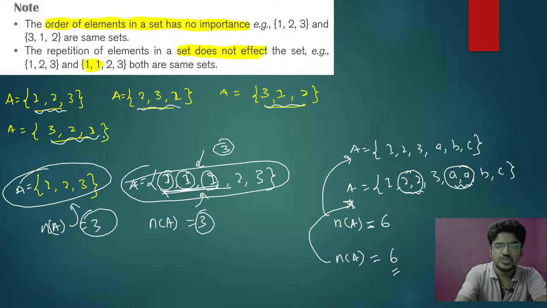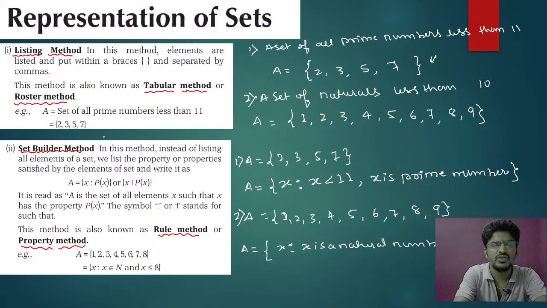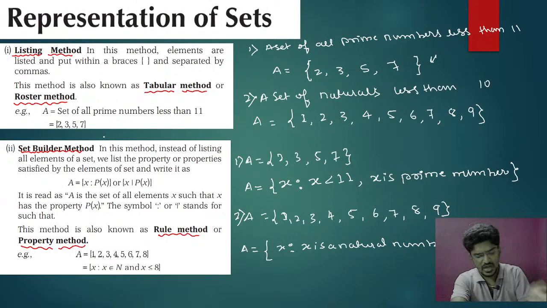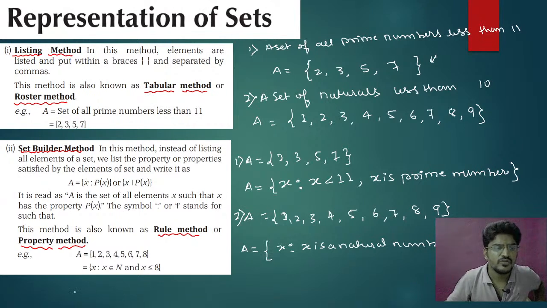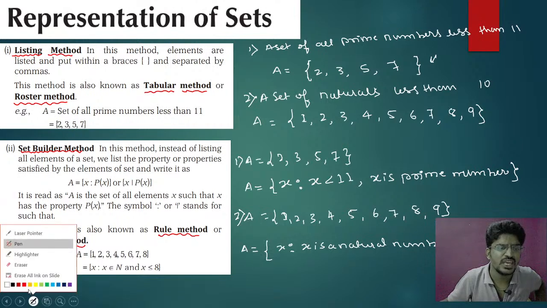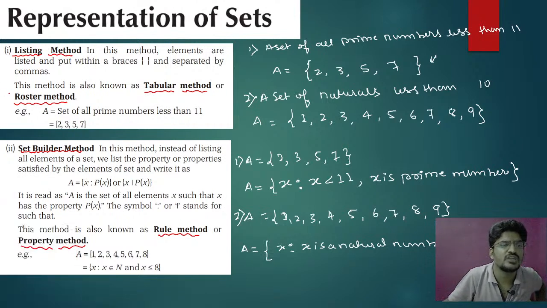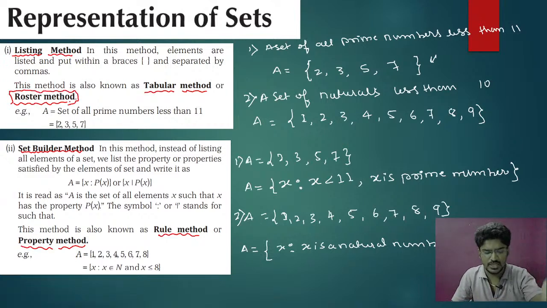Now you can observe that when we start our JEE Mains, we start to study in depth. How can you understand that? First you only knew the name roster method. But now you can see we also call it the listing method. We can call it the tabular method. See how the same concept has different names.